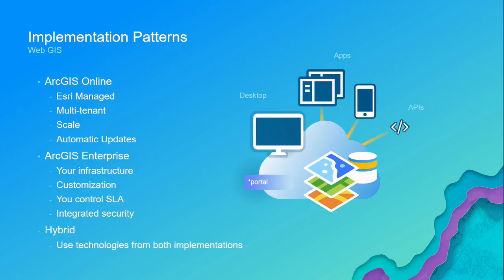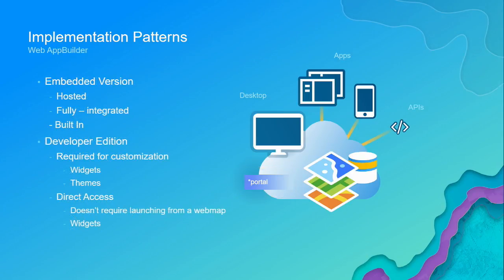So once we've got our base of operations set up, we're going to jump into Web AppBuilder, right? So out of the box, we have the embedded version of Web AppBuilder. And so this is a web app that allows you to build web apps. The ArcGIS Online version is fully hosted, fully integrated in the system, and built in, right? We don't have to worry about upgrading it. We don't have to worry about maintaining that application.